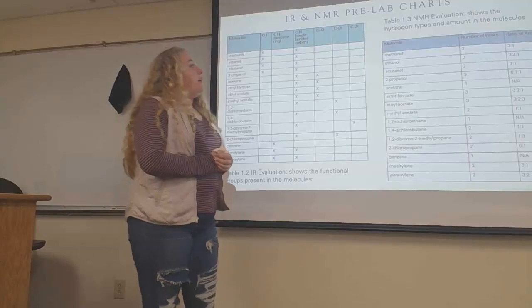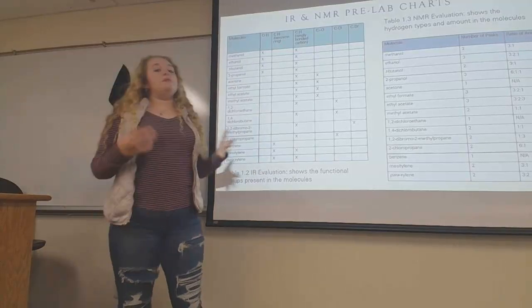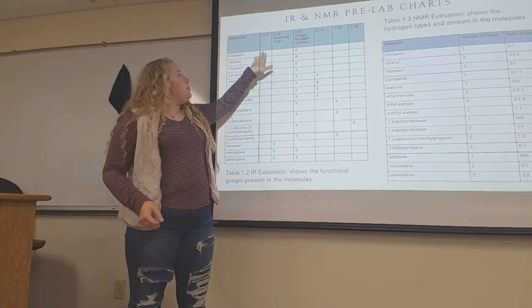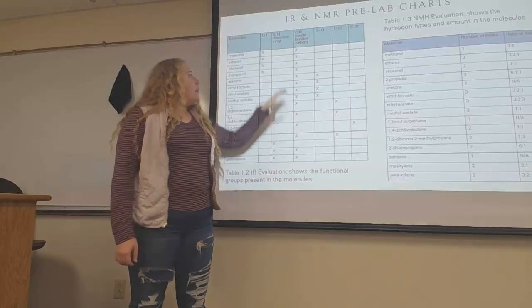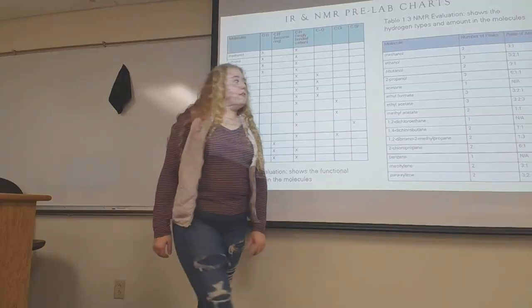These are the IR and NMR pre-lab charts. So right here are all the molecules that had the potential to be present in our sample of water. Using the Lewis structures on the previous slide, which was given to us in our lab manual, we checked off which of the functional groups was present for each of the compounds.